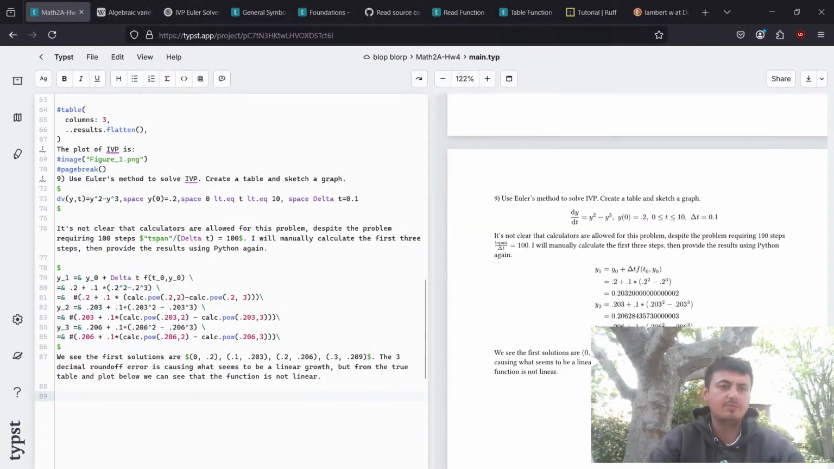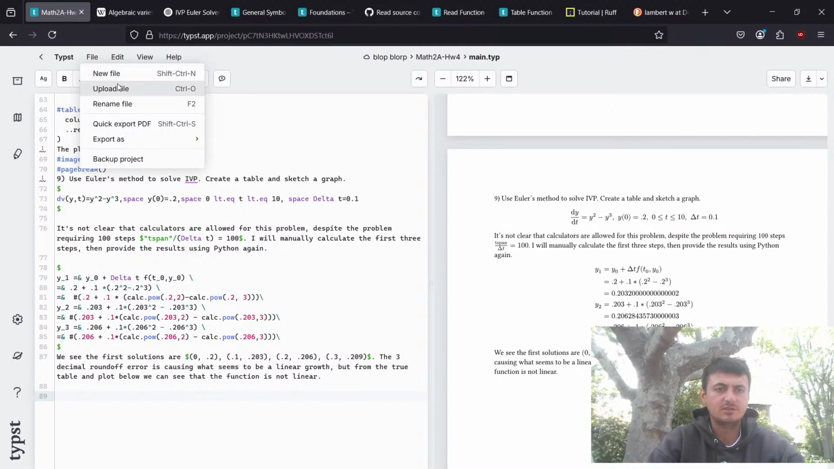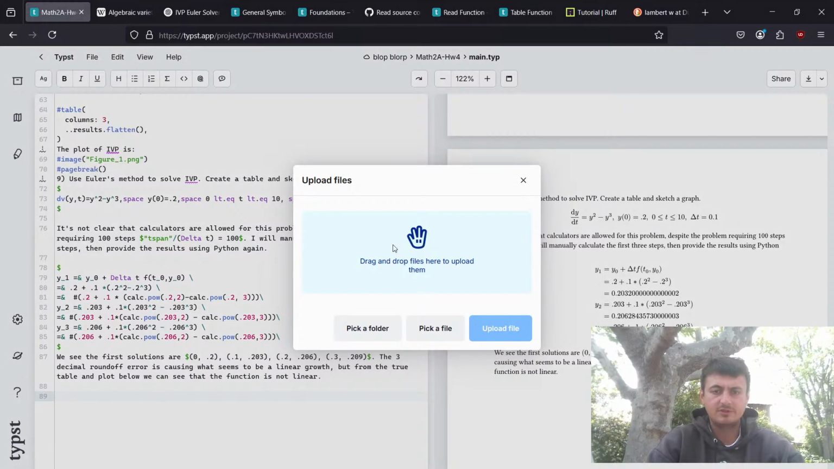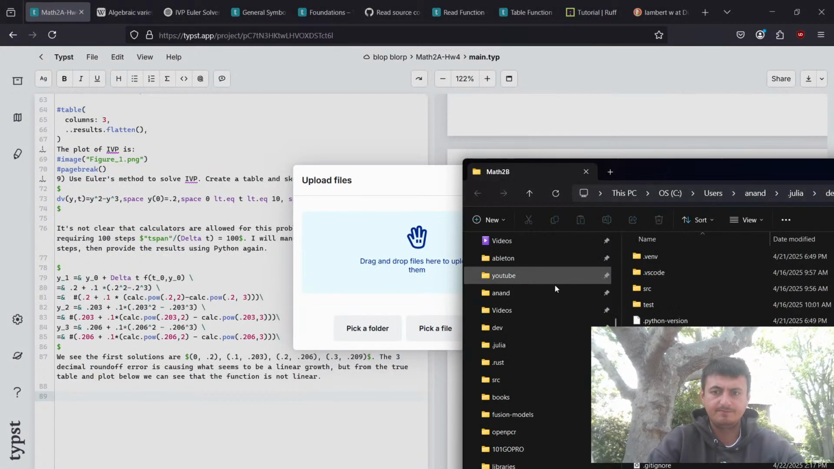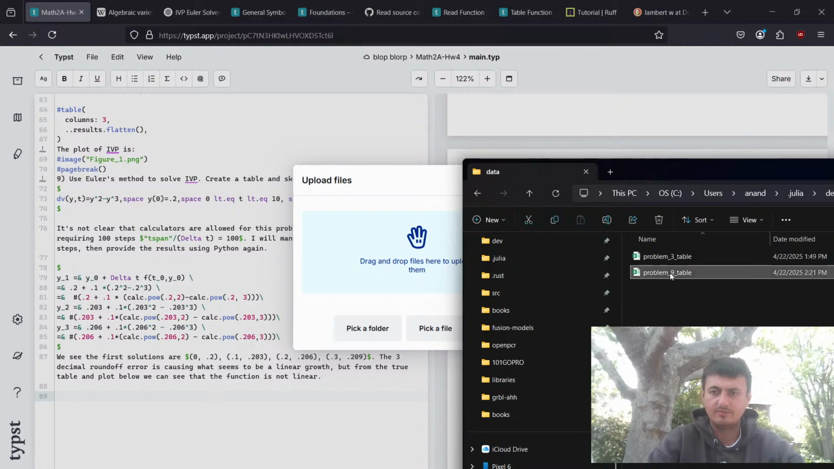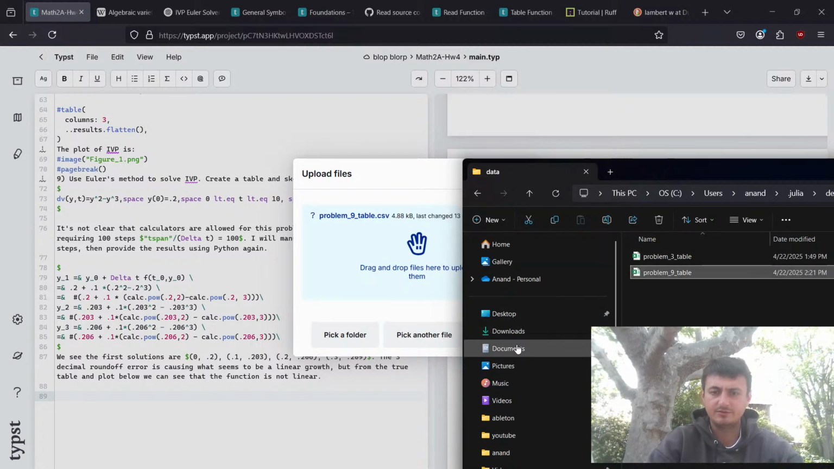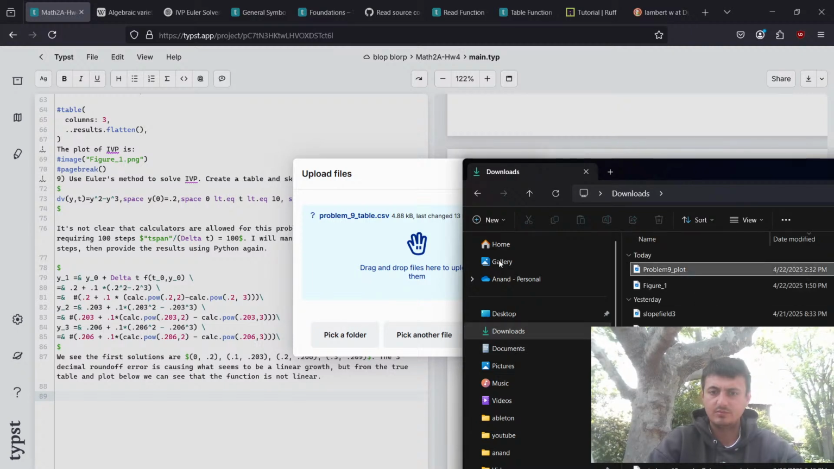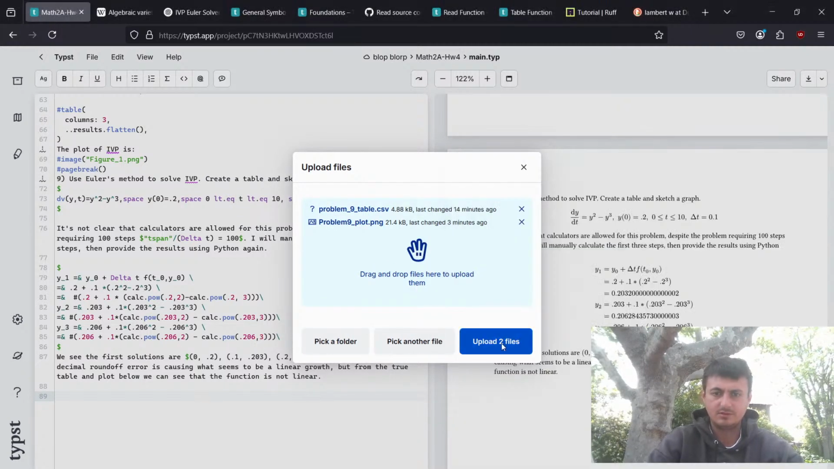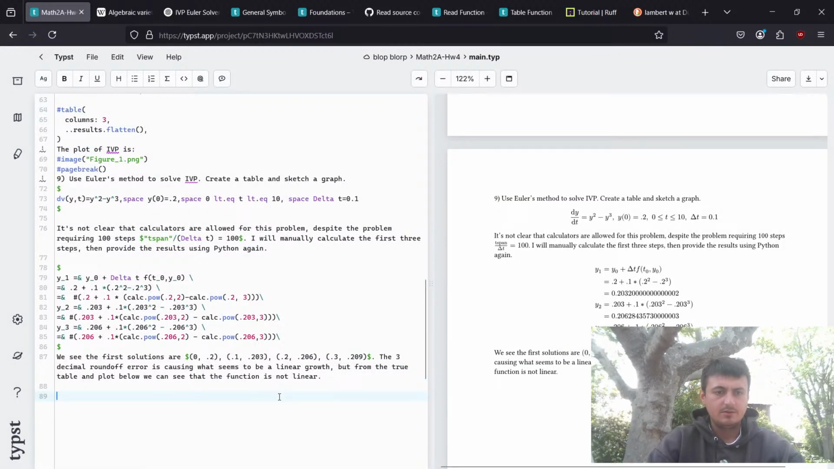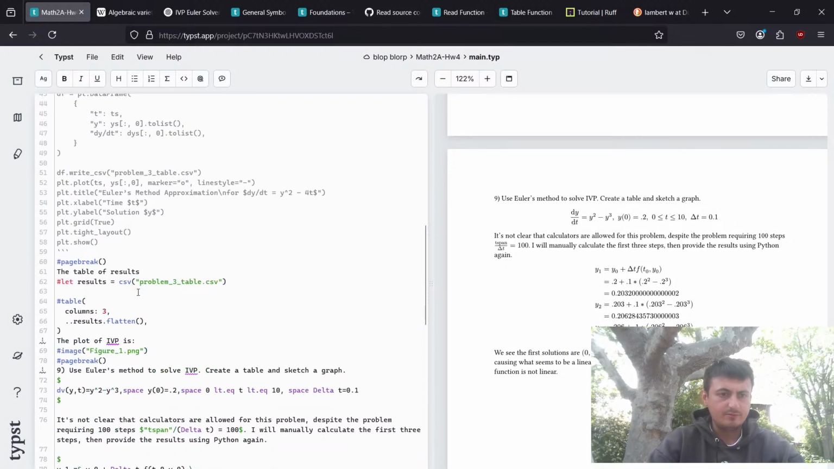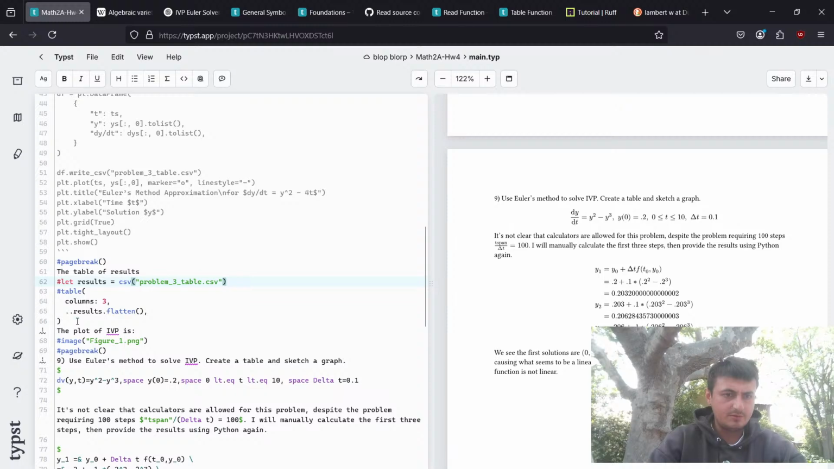Okay, so now I got to upload the CSV and the plot. So first we are going to upload first data, use data from the table. And then we need to go to downloads for the plot. All right. Now we need to do this.